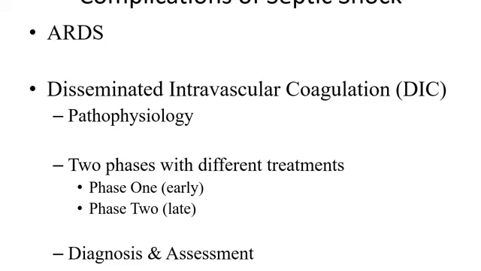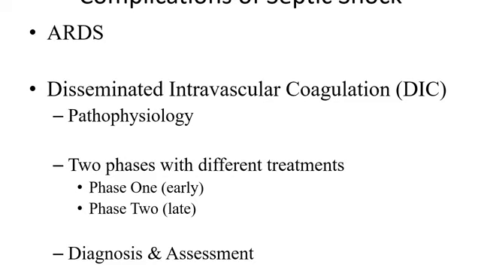Phase 1 is the early onset of DIC where there is massive clotting throughout the body because of all of this damage to the capillary membrane throughout the body. So clots are forming everywhere, and clotting factors are being used up at massive rates to do all of this clotting. So early on, if we detect that they're going into DIC and they're in that first early phase, we're going to give them anticoagulants to stop this clotting process before it gets too bad.